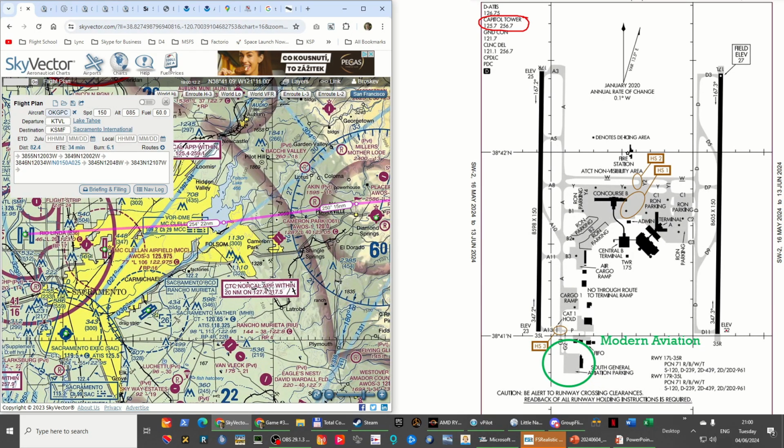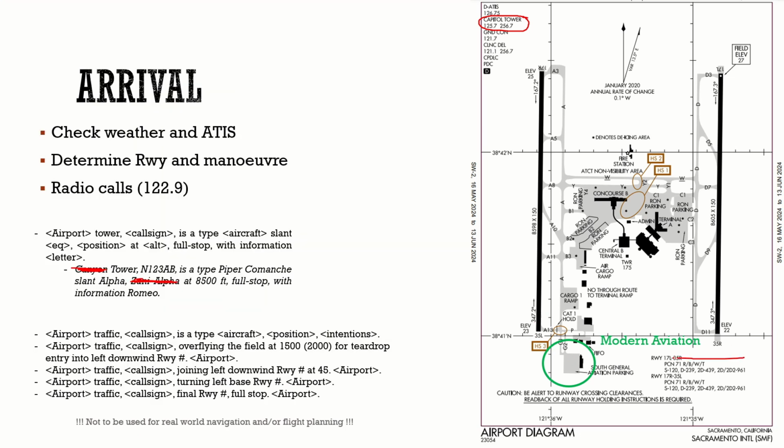What is the problem here is that in order to get to 35 left, you need to cross the final of 35 right. And they might not be able to give that to you, or they might tell you to cross this airport midfield and then join left downwind of 35 left. So this would probably be what the ATC would give you if you wanted runway 35 left. And I believe that that is also what I will simulate.